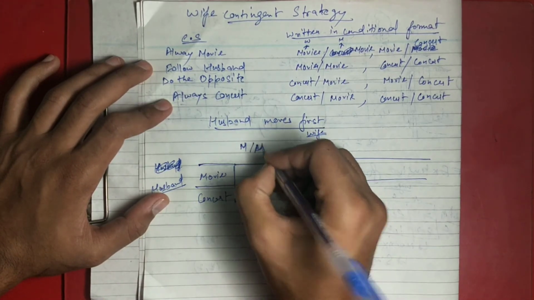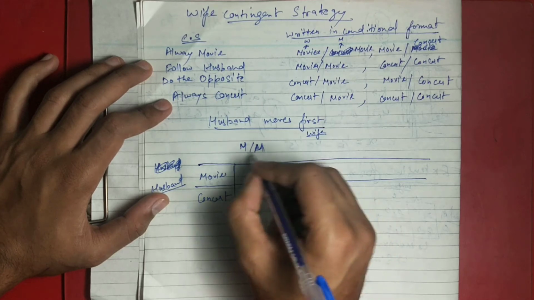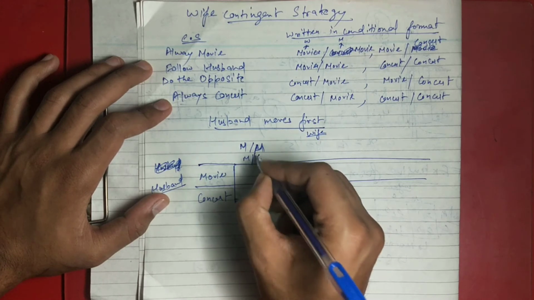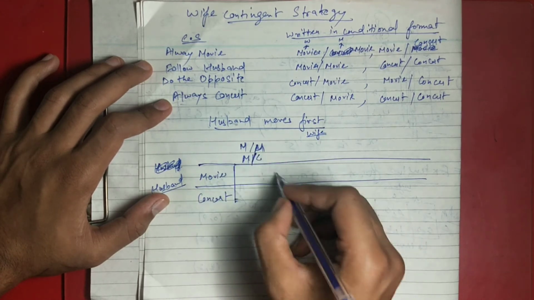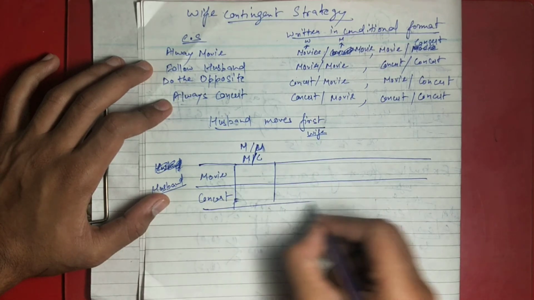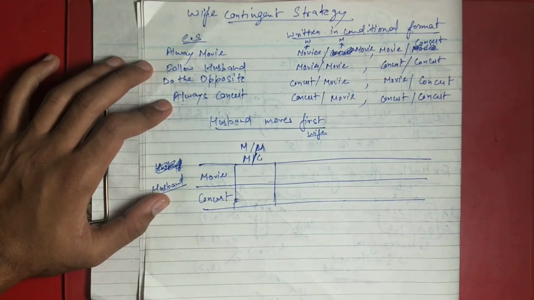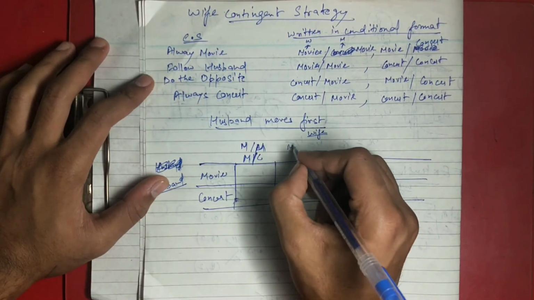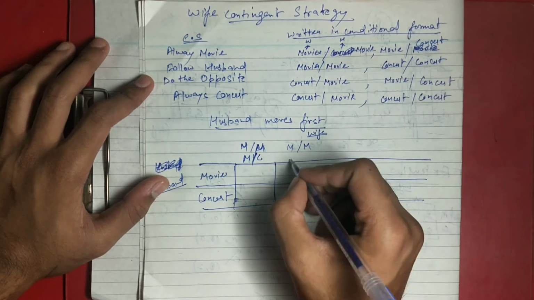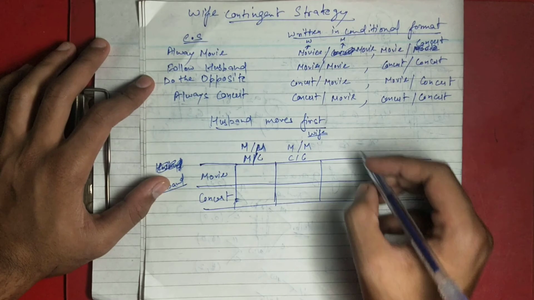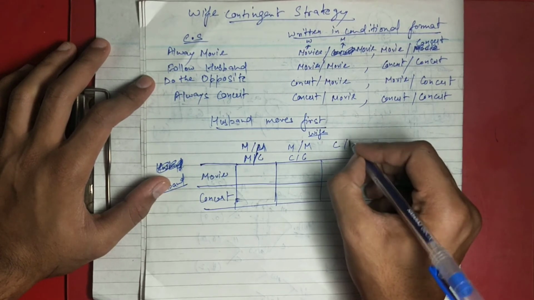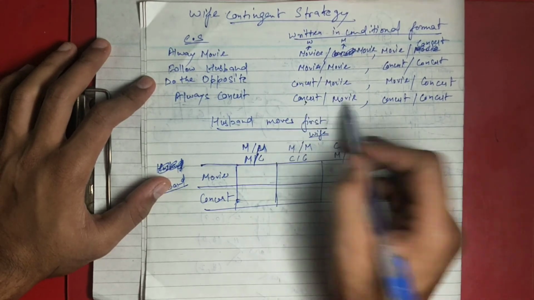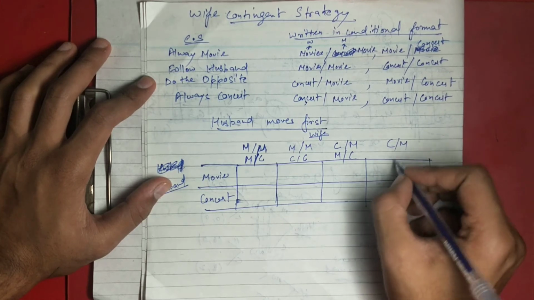So what is first? M comma M. Okay, I have written that, and with this M comma C. So this is our first grid. Similarly, you have to write for all. Here comes movie and concert. This is our second grid. Now it's concert movie and movie concert, third, and the fourth is concert movie and concert, CM, CC.